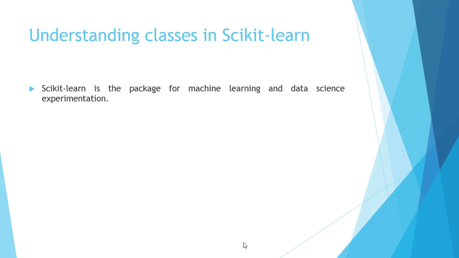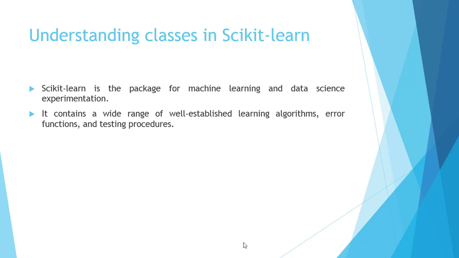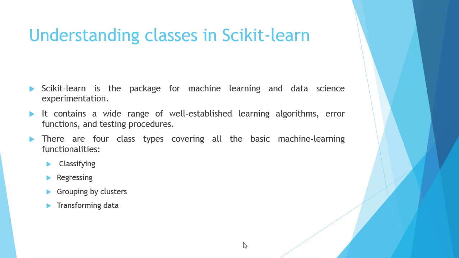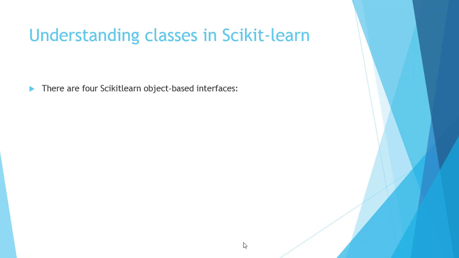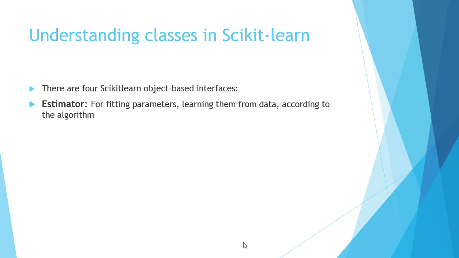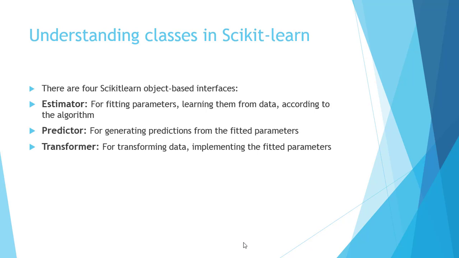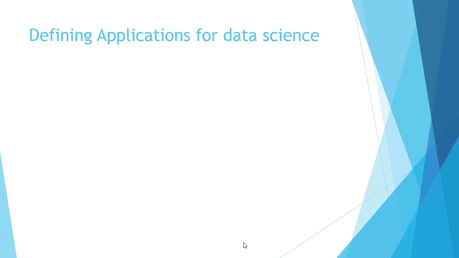Scikit-learn is the package for machine learning and data science experimentation. It contains a wide range of well-established learning algorithms, error functions, and testing procedures. There are four class types covering all the bases of machine learning functionalities, that is classifying, regression, grouping by cluster, and transforming the data. So, estimator is for fitting the parameters, learning them from data according to the algorithm. Predictor is for generating the prediction from the fitted parameters, and transformer is used for transforming the data, implementing the fitted parameters, and model is for reporting goodness of fit or other score measures.